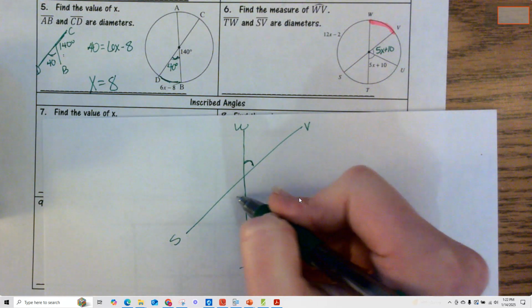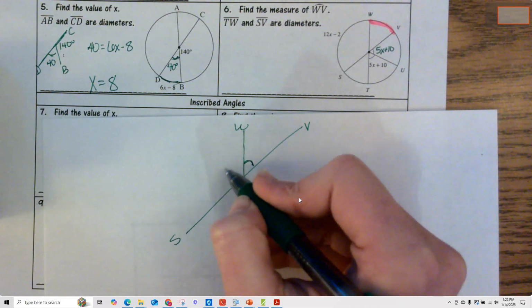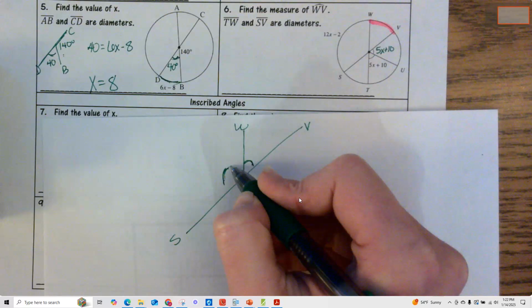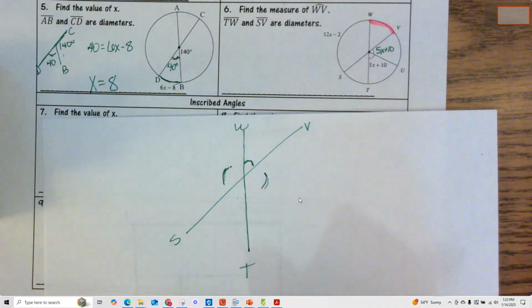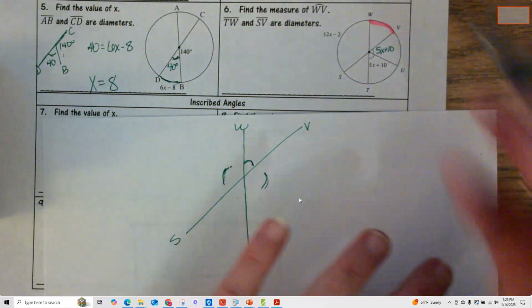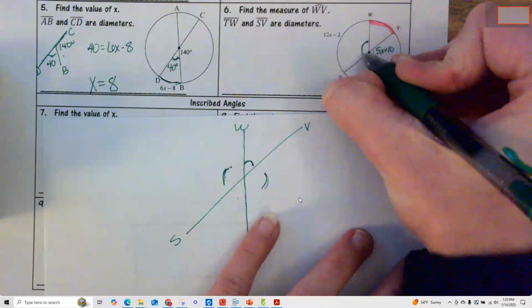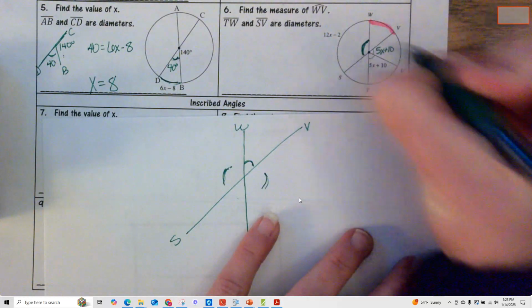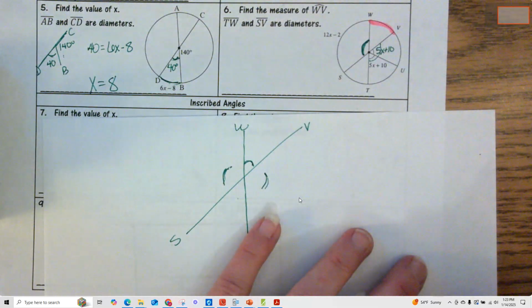What's this angle going to measure? The same as that, right? Well, but that means this angle is going to measure the same as this angle. Okay? So we need that relationship as well. So that means that this whole piece right here measures the same as these two pieces together.